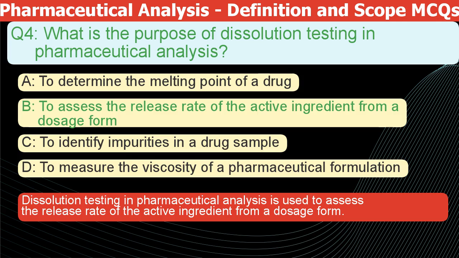The correct answer is B. Dissolution testing in pharmaceutical analysis is used to assess the release rate of the active ingredient from a dosage form.